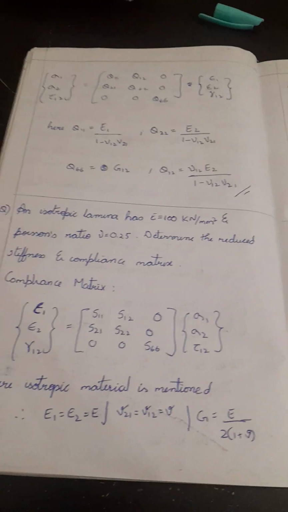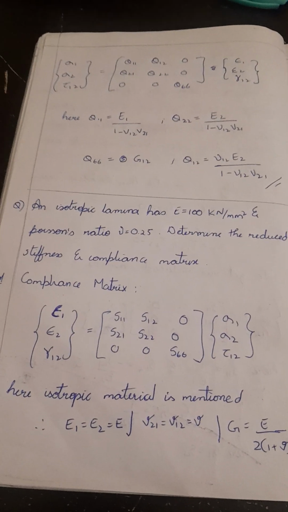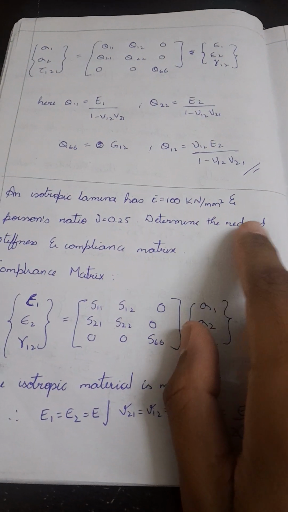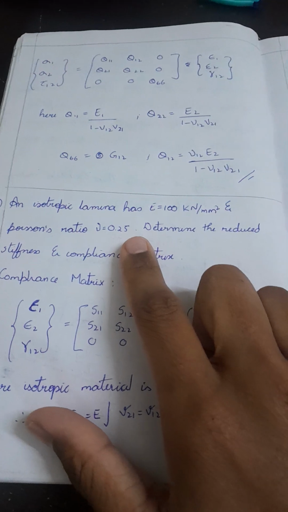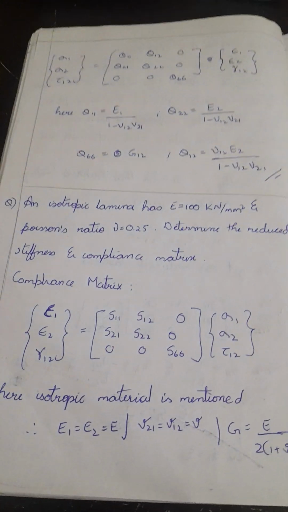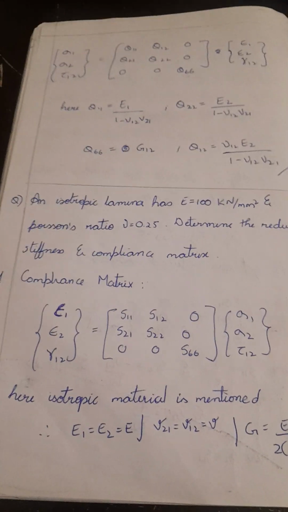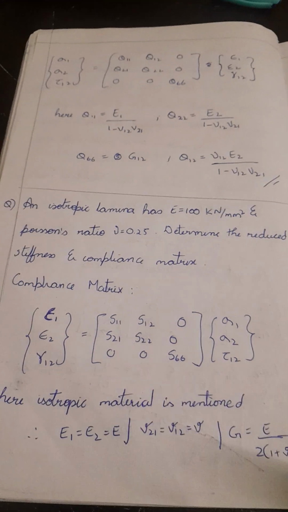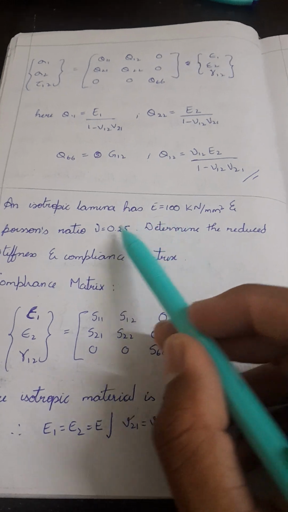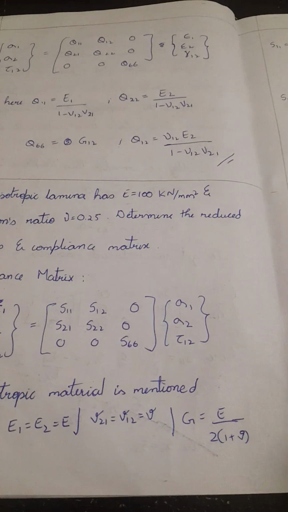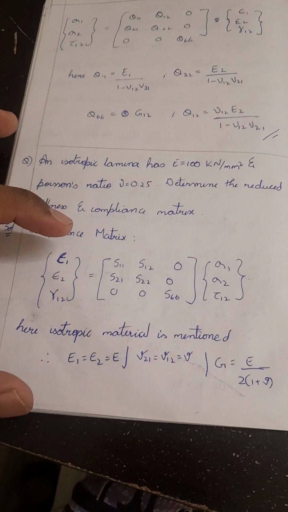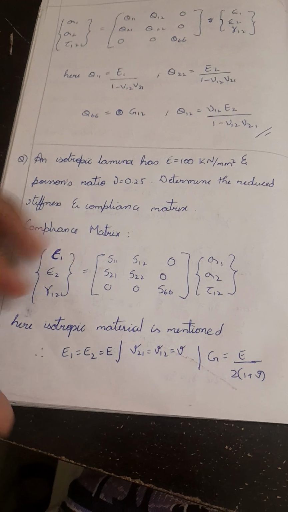So let's understand with the help of a problem. The problem says that an isotropic lamina has E equal to 100 kilonewton per mm square, and Poisson's ratio V equal to 0.25. Determine the reduced stiffness and compliance matrix. These are the problems you might expect in your exams. As you've seen, it's an isotropic lamina, and therefore he's given just one E and one V. There's nothing like E1, E2, and E3, right? So we try to deduce the compliance matrix and the stiffness matrix from the relations we've seen here.